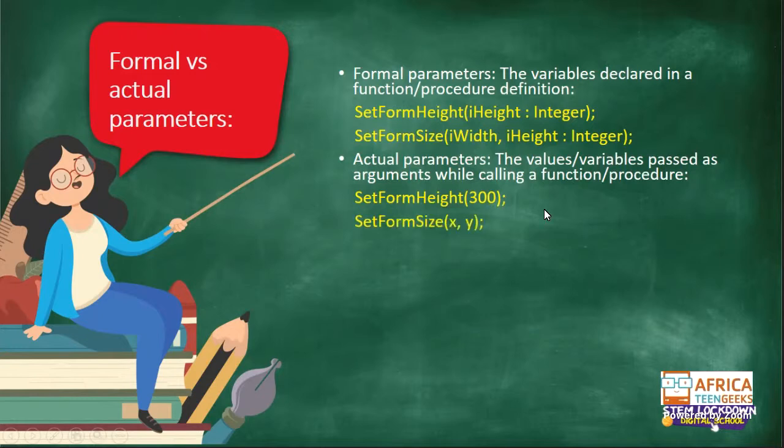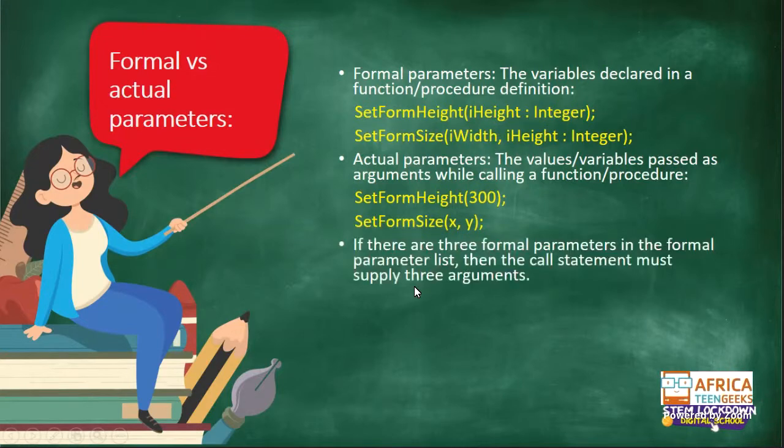You don't have to do that. You can also use variables that store these values. So if I call set form size, I could also pass variables: x, comma, y. In other words, the width, comma, the height.